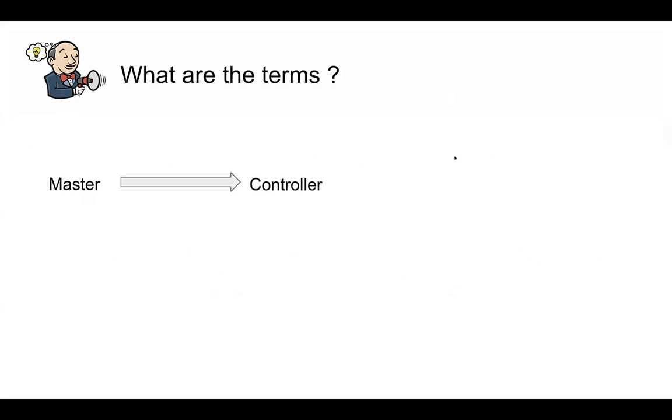Okay, straight to the point. So what are we talking about? The terminology is about changing how we name the things in the Jenkins ecosystem overall. The first one is, yes, we called the Jenkins instance a master. Now it's a controller, and that's easy, right? Just change it everywhere. But no, not that easy.